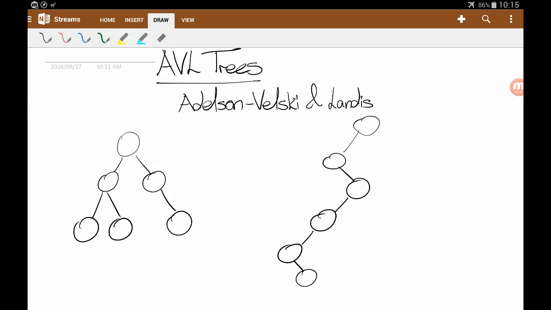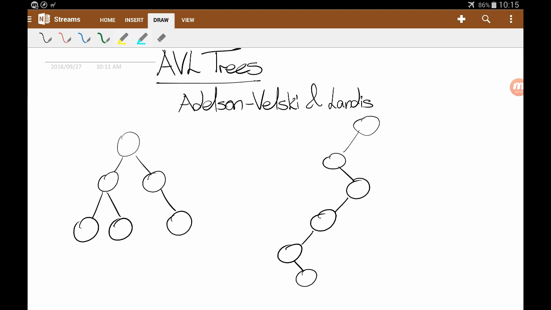Hi everyone, so in this video I'm going to talk about AVL trees, which stands for the names of the researchers that came up with it, Adelson-Velsky and Landis. And basically it's just a binary search tree where we've added some kind of condition to make sure that the height of the tree remains reasonable.